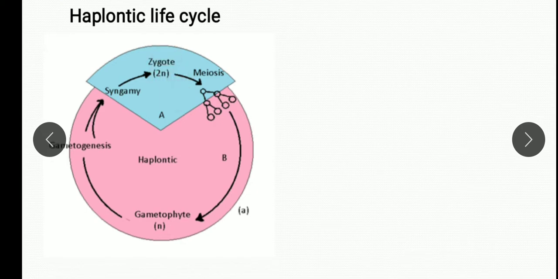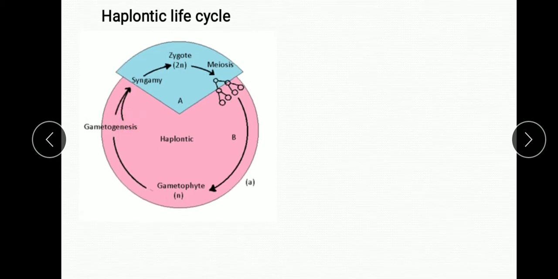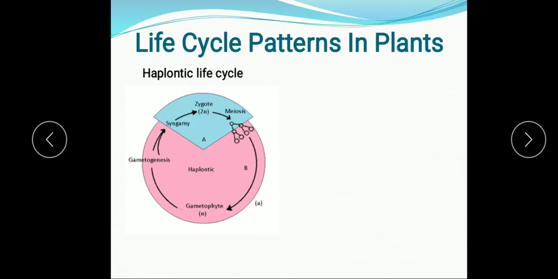After meiosis in the zygote, the spores are produced. These spores are haploid, which germinate and produce the haploid gametophyte. This gametophyte further produces gametes by the process of gametogenesis. These gametes fuse, and that is syngamy or fertilization, and then they form the zygote. So understood, children? This is the haplontic life cycle.